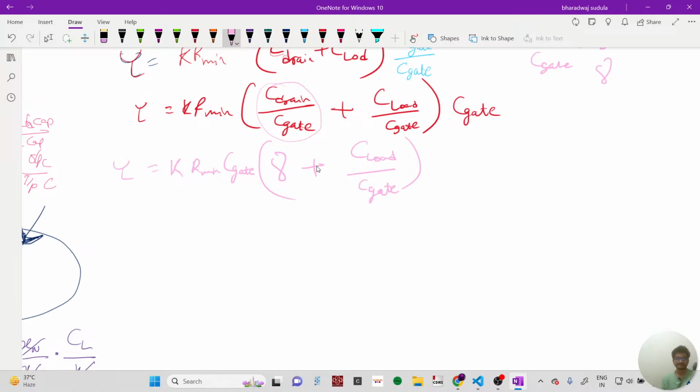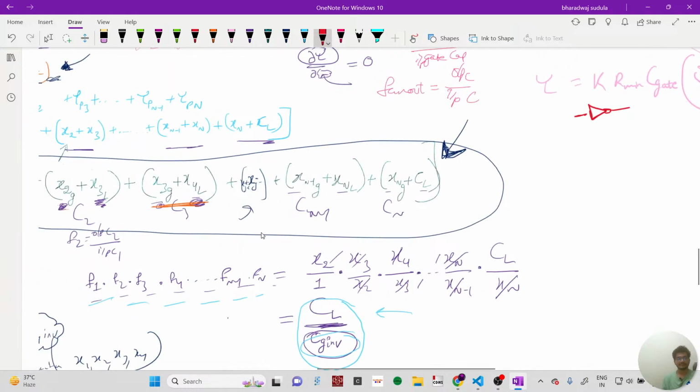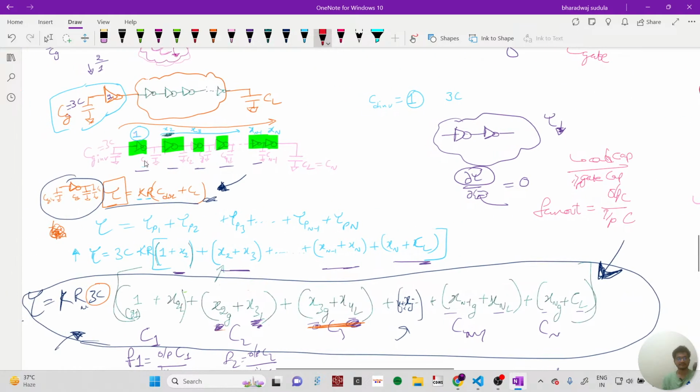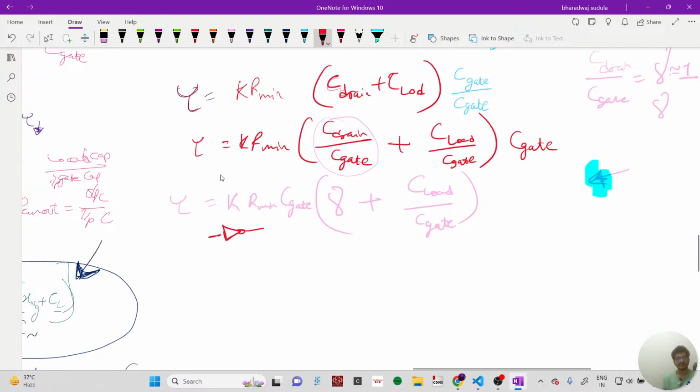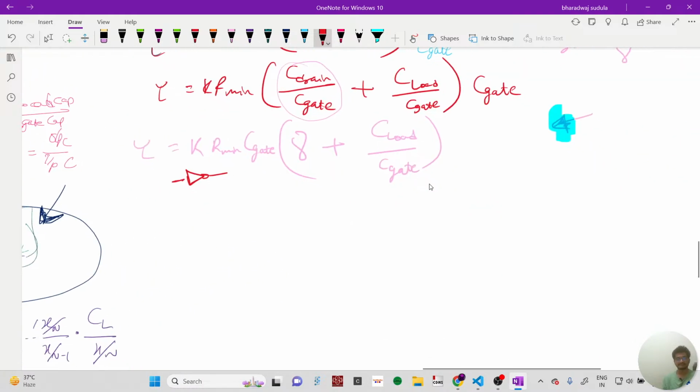There is some concept here; we will come again to this. I'll definitely come to this. Now this is the delay of a single inverter. But I have a chain of inverters, as you can see over here, so I need to add all of these, not multiply.